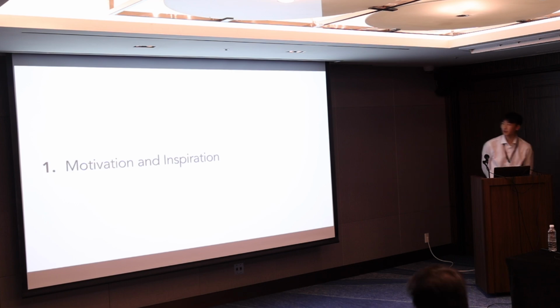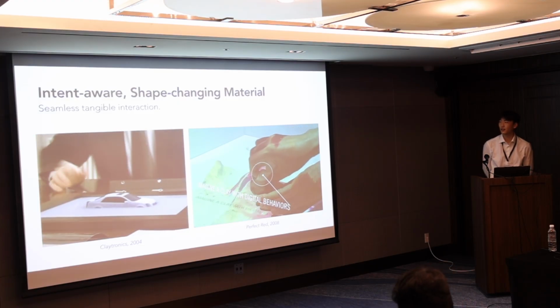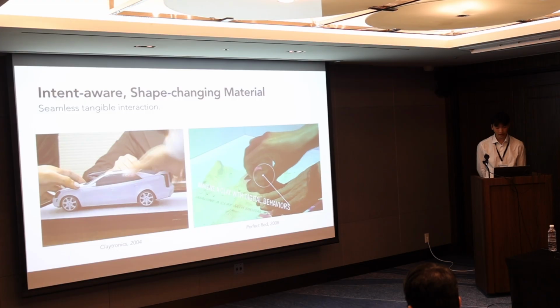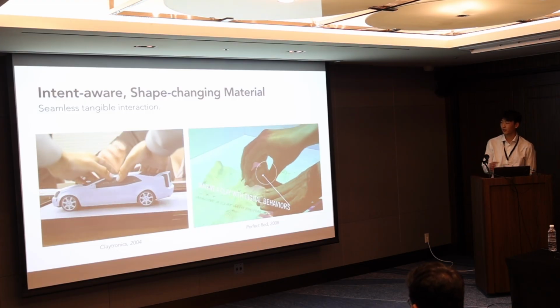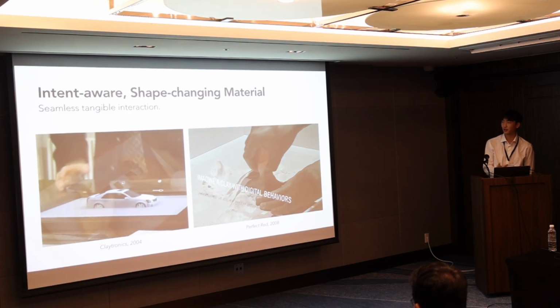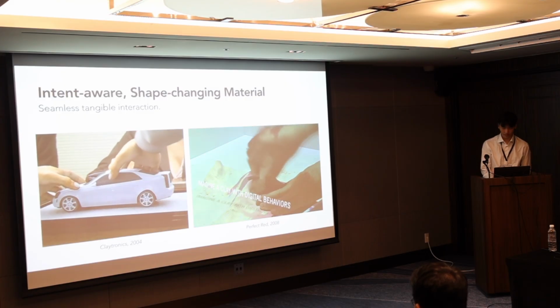So why do we take this approach of hand shaping and speech? A long-standing vision in HCI has been this idea of an intent-aware, shape-changing material. This was introduced as early as two decades ago with works like Claytronics and Perfect Red, which show a clay-like material that automatically reconfigures based on tangible user inputs. And it represents a really fluid, tangible interaction method.